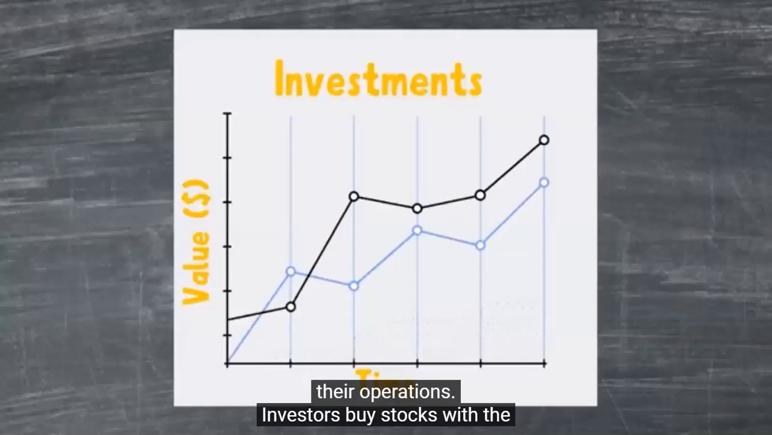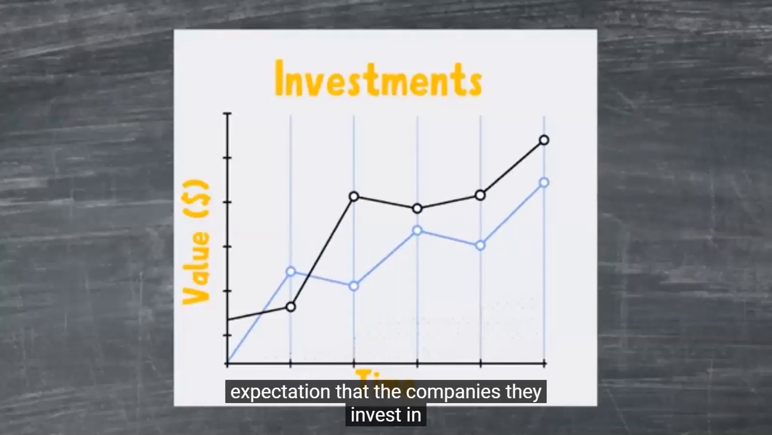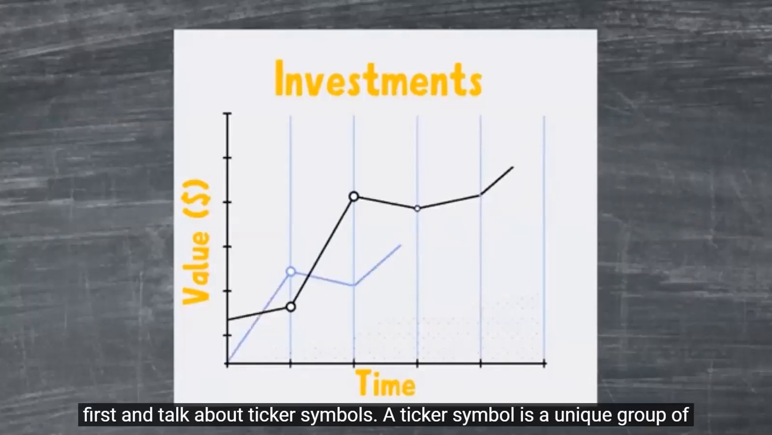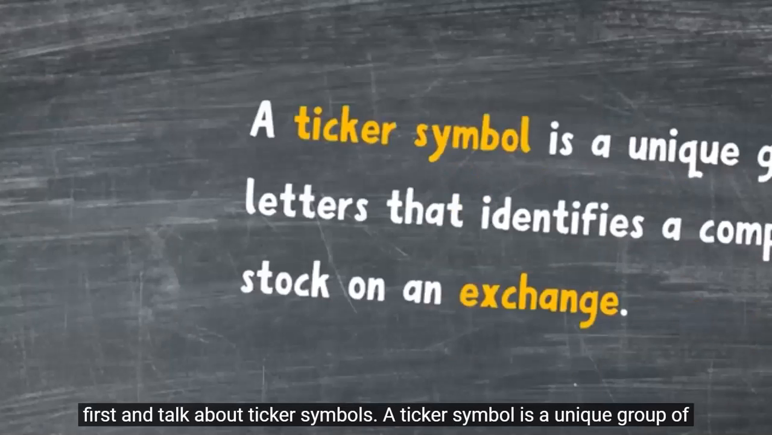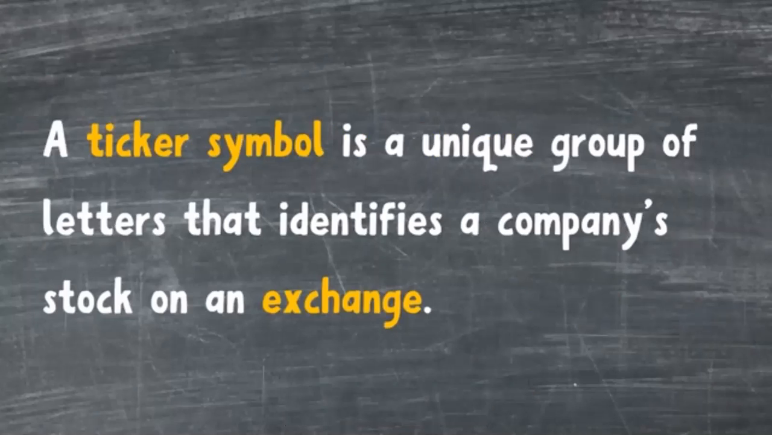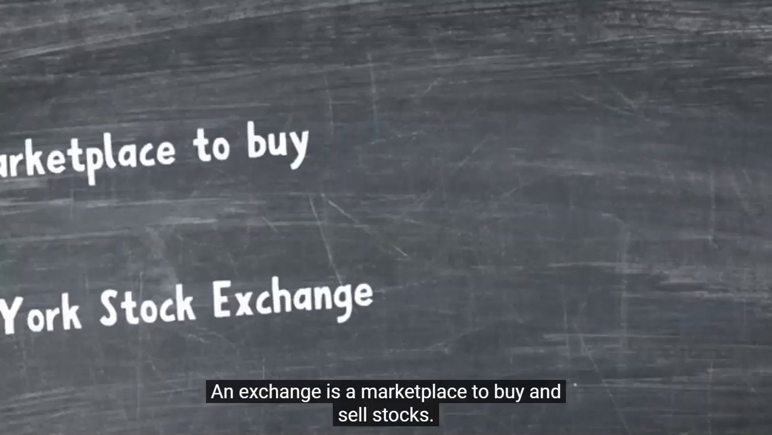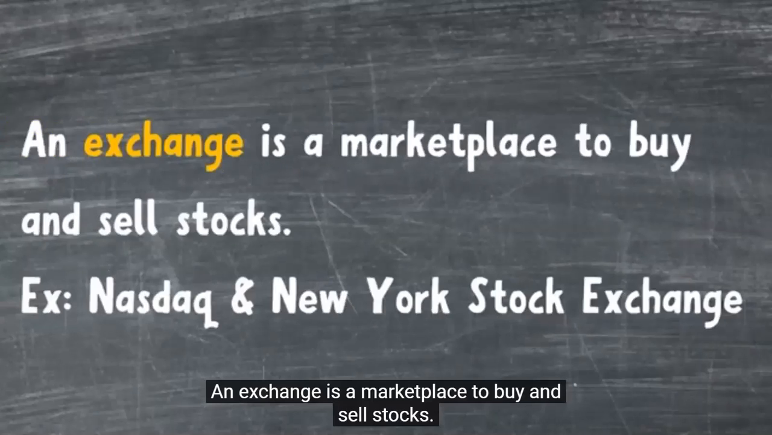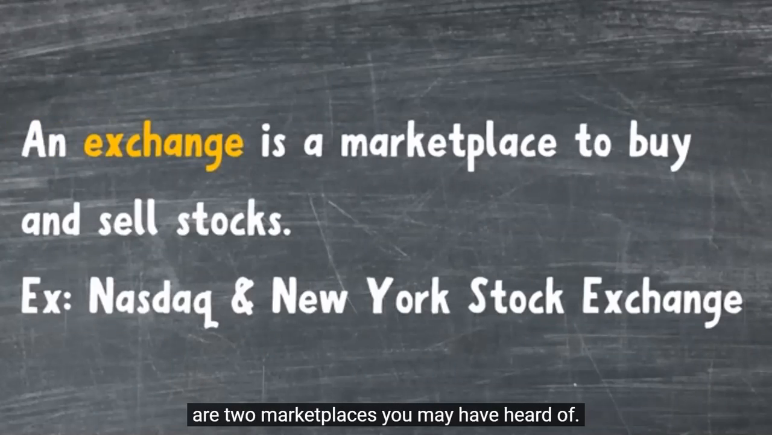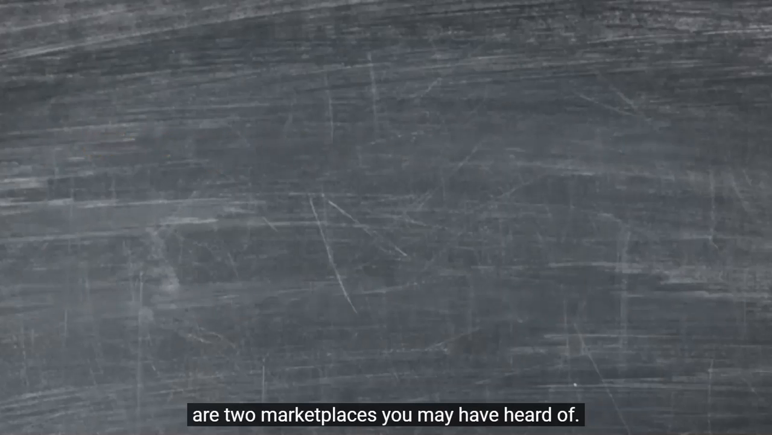Investors buy stocks with the expectation that the companies they invest in will increase in value over time and earn them money. So how do stocks earn money over time? Let's backtrack first and talk about ticker symbols. A ticker symbol is a unique group of letters that identifies a company's stock on an exchange. An exchange is a marketplace to buy and sell stocks. For example, the NASDAQ and the New York Stock Exchange are two marketplaces you may have heard of.